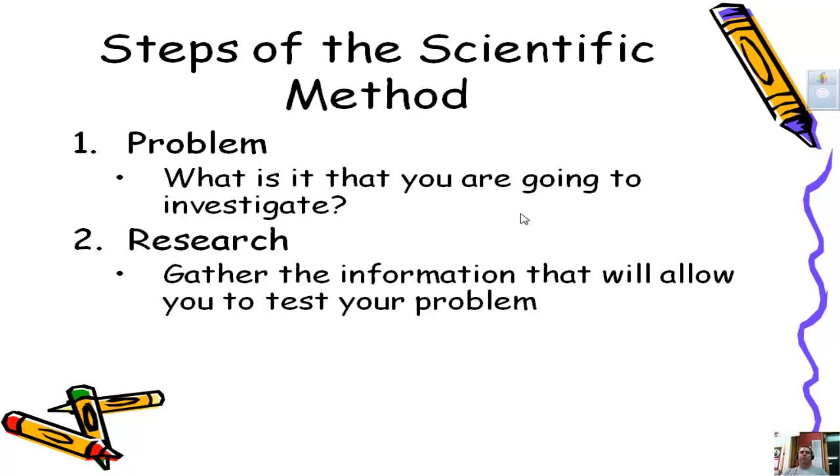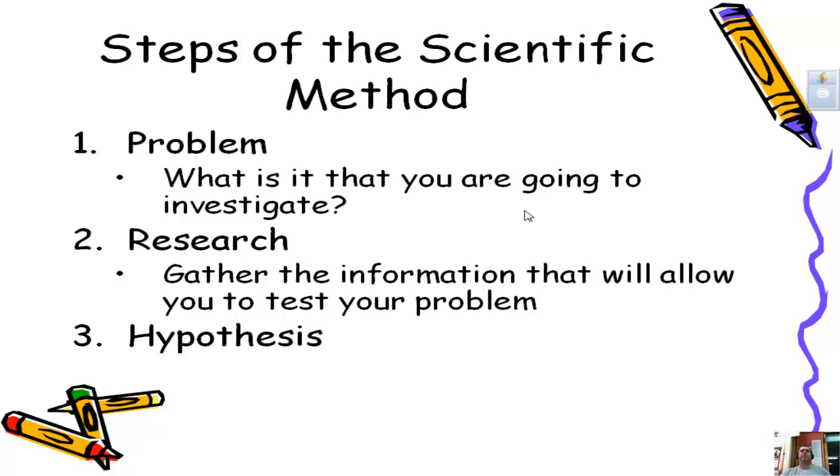So again, the two types of research are pure research, which is done just for the heck of it, to find out some information that you might want to know, and applied research, where you're researching to solve an actual problem.